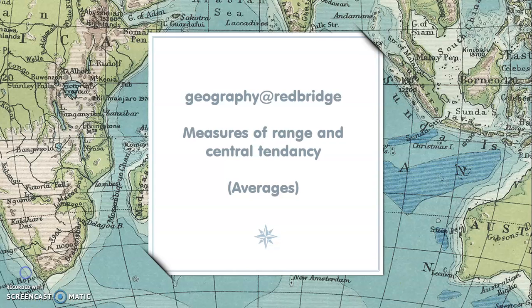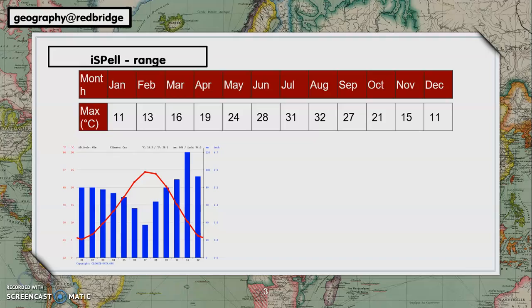So the first one that we're going to look at when it clicks through is going to be the range. Now what I've given you here is a set of climate data for Florence in Italy. This is the climate graph for Florence. The blue obviously showing the rainfall, and the red showing the temperature.